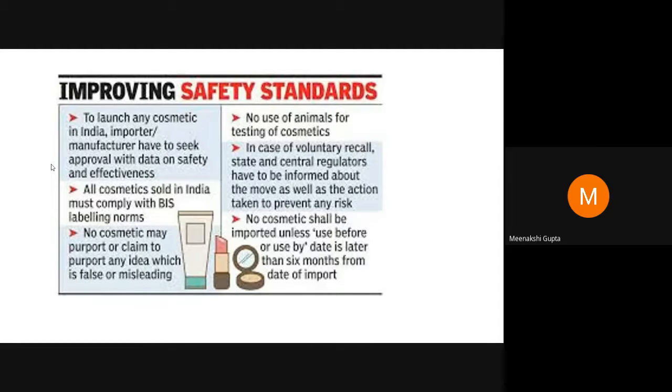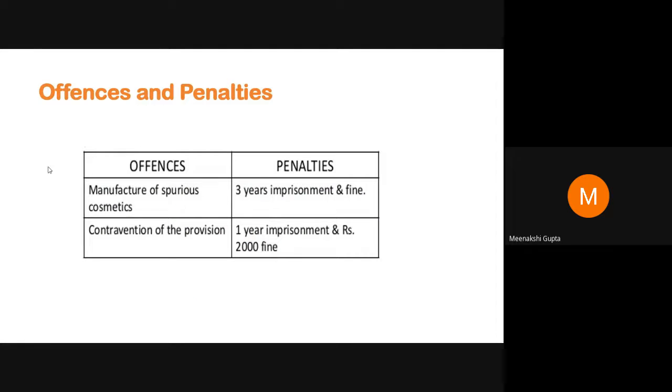Now, all the cosmetics sold in India must comply with the Bureau of Indian Standards (BIS) labeling norms. That is, they have to fulfill all the norms made by the Bureau of Indian Standards. And it should not contain any false or misleading information or idea. So all this is there. Next, in the last class we also discussed offense and penalty.